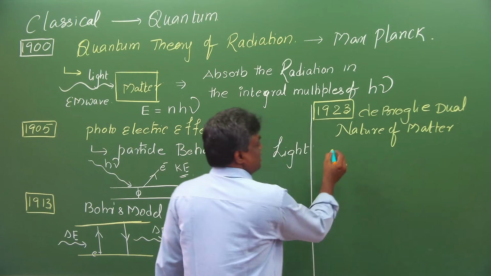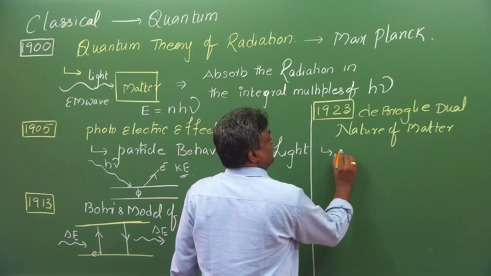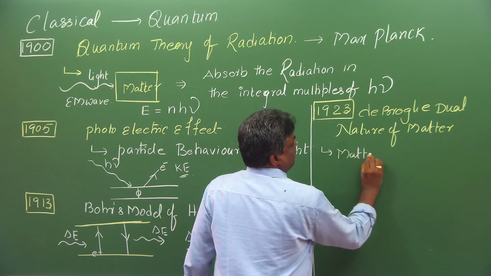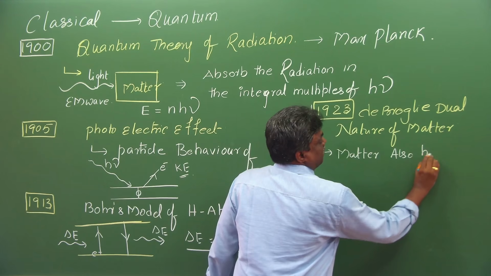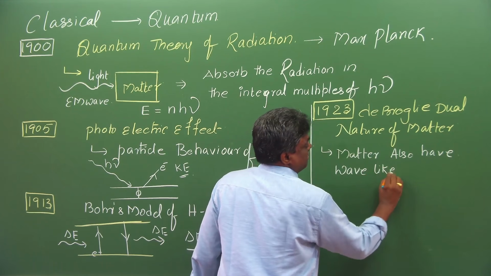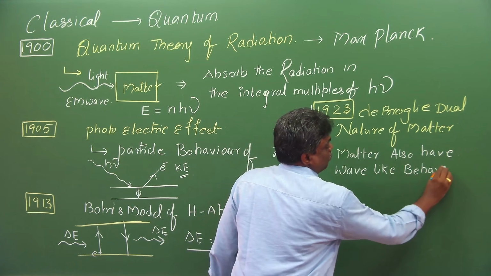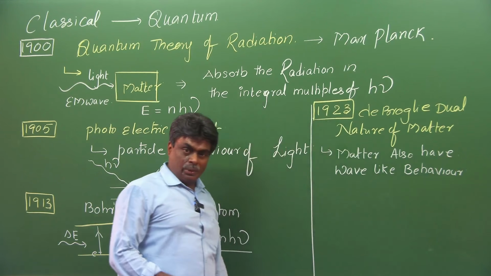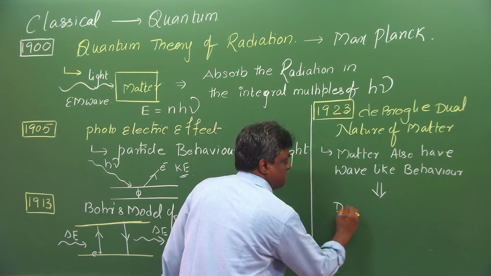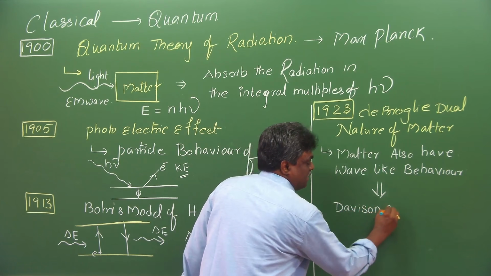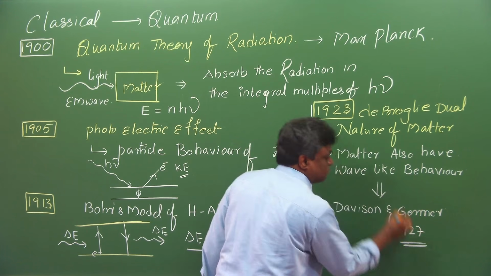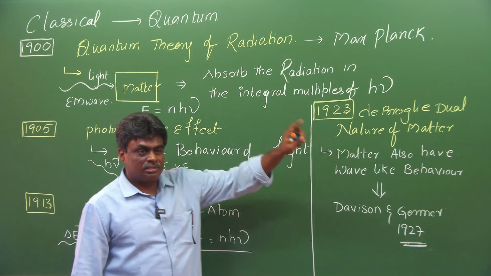That means de Broglie's dual nature indicates that matter also has wave nature, wave-like behavior. In 1927, he got the Nobel Prize. And this was confirmed by the Davisson and Germer experiment in 1927. Then he was awarded the Nobel Prize.